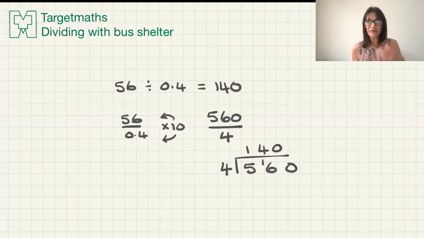Don't start trying to divide the answer back down by 10. That's a common thing that I see. We changed it to an equivalent one, so it had the same value. Therefore, the answers will be the same as well.